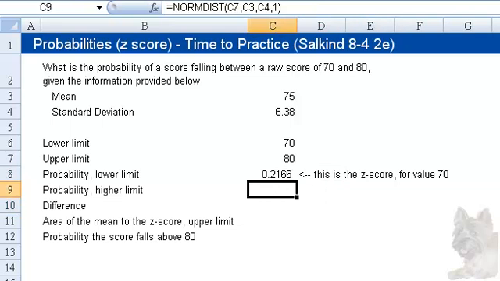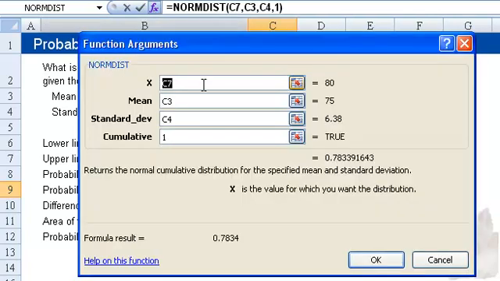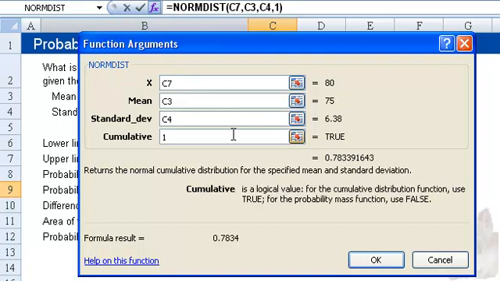All right, we use the same procedure to come up with the probability of the higher limit. And I'll just pop it on the screen and you'll see we're using 80 now, the same mean of 75. Standard deviation is still 6.38, and we leave cumulative again set to true, or 1.